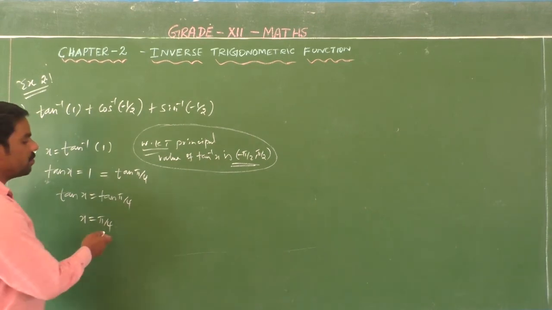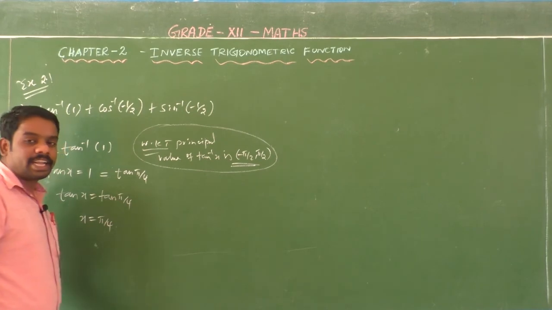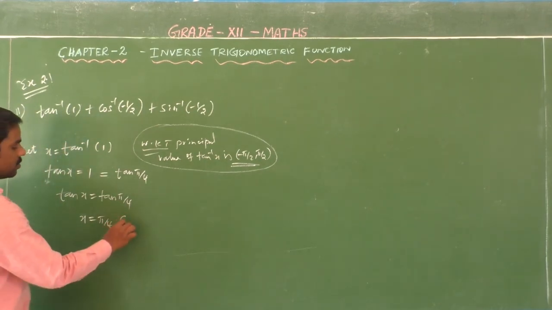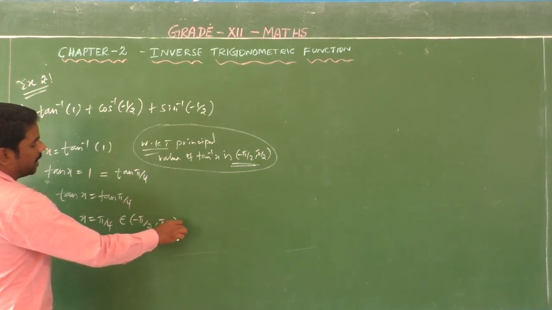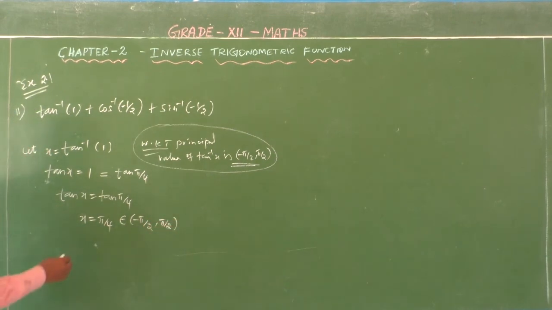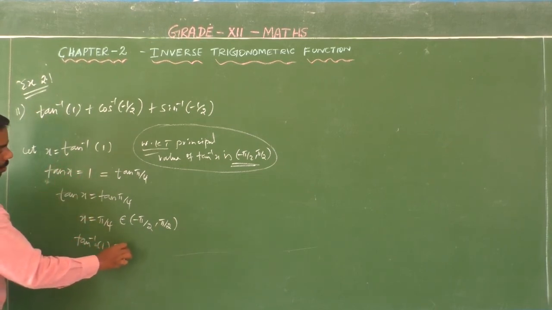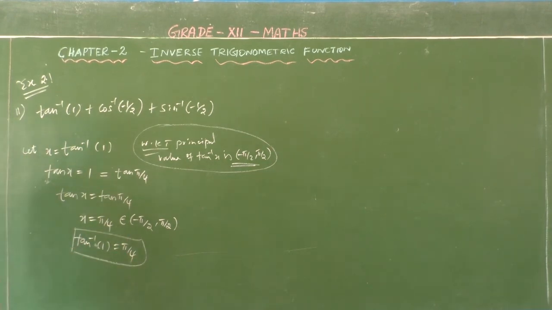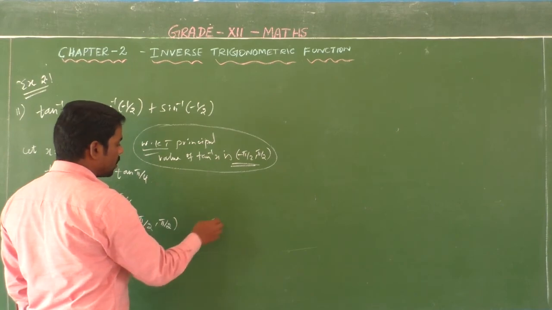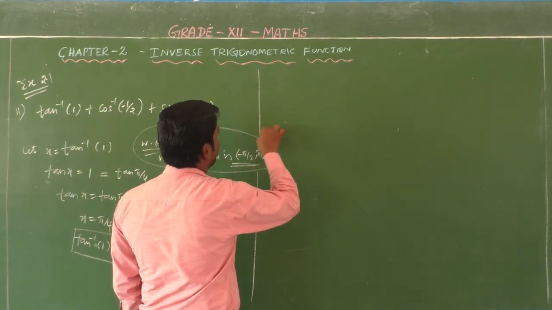So this value pi by 4 belongs to the principal value of tan inverse x, the open interval minus pi by 2 comma plus pi by 2. Therefore, x is tan inverse 1, so tan inverse of 1 is equal to pi by 4. Okay, right. Next, the second one, cos inverse of minus 1 by 2.